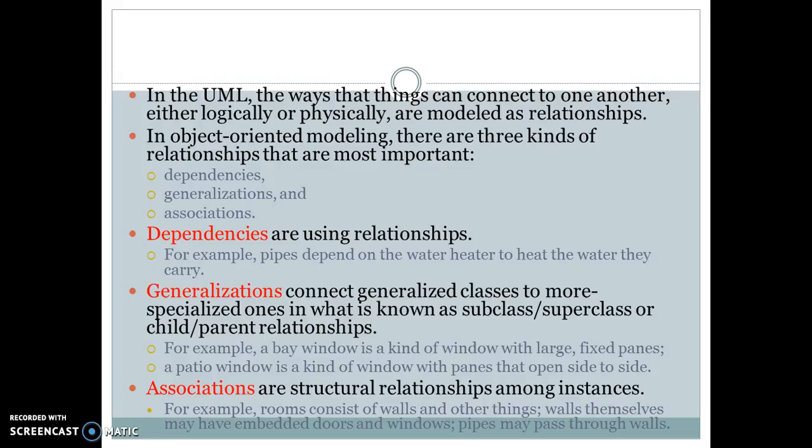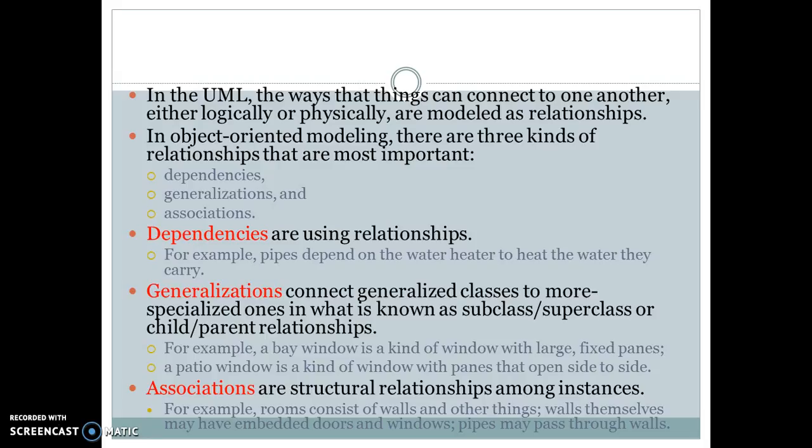Generalizations connect generalized classes to more specialized ones in what is known as subclass, superclass, or child-parent relationships. For example, a bay window is a kind of window with large fixed panes, whereas a patio window is a kind of window with panes that open side by side.